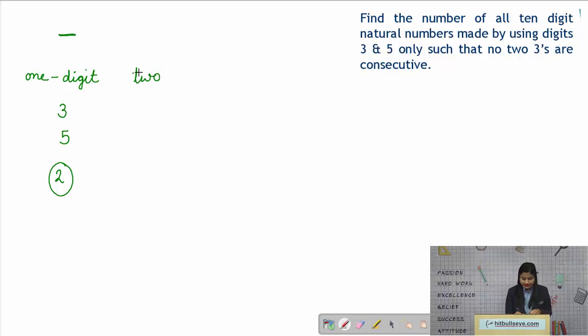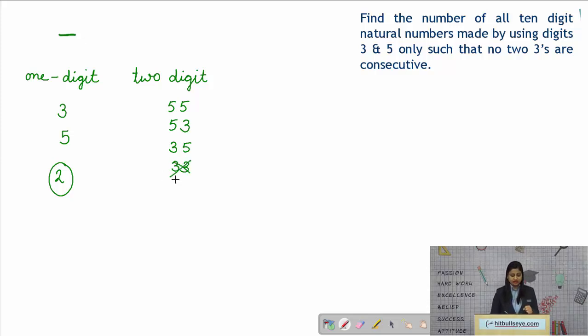What about if I take 2-digit numbers? If we make cases, since our condition is no 2 3s are consecutive, number can be 55, it can be 53, it can be 35, but it cannot be 33 because of the condition given. So how many such numbers are possible? They are 3 in total.